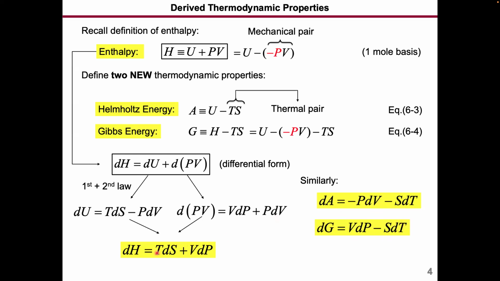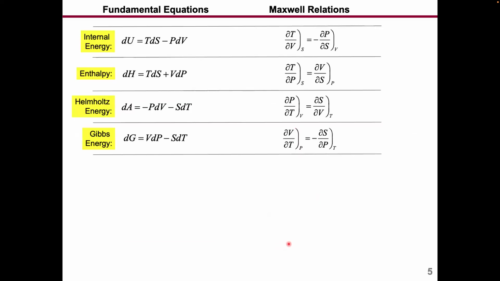As you can see, T and S always go together. V and P go together. Minus P, V go together. S, T go together. So these are the reasons why we need to define the thermal pair and the mechanical pair, okay? So all these are just the thermodynamic relations, okay?